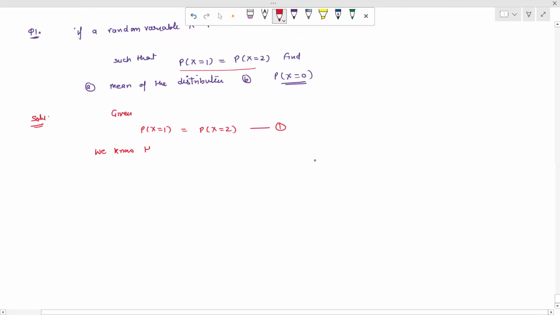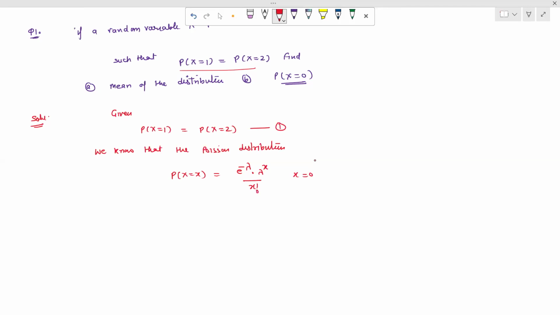We know that this follows the Poisson distribution, so we take the probability mass function of the Poisson distribution. Probability of x successes can be written as e raised to the power minus lambda into lambda raised to the power x upon factorial x, where x is 0, 1, 2, 3, and so on. Now we put the value of x. Here in LHS x equal to 1, in RHS x equal to 2.